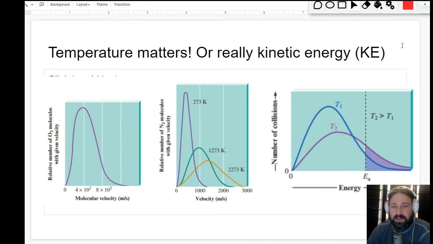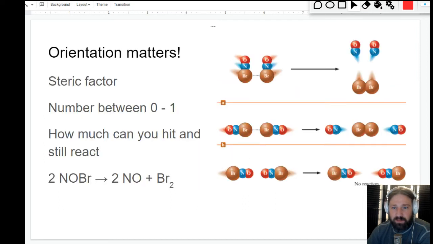Okay, so activation energy is one thing you have to think about, but we also have to think about orientation. So this is something called steric factor. Steric just kind of means positional. Okay, so a steric factor, it's a number between 0 and 1. You don't have to worry about it. You just need to know about the concept of steric factor. Think about this. If we have two NOBr, and they collide to make 2 NO and Br2. All right. So think about it this way.